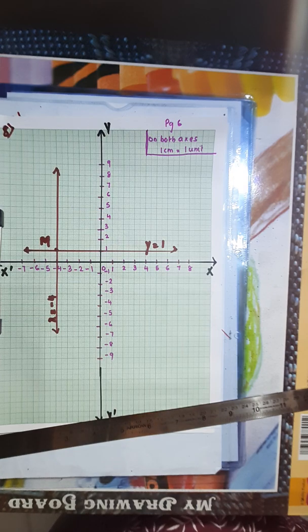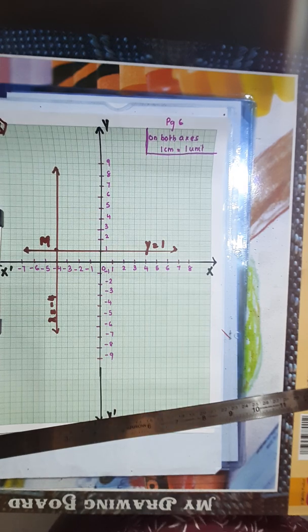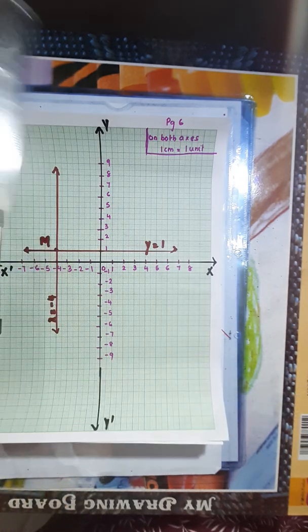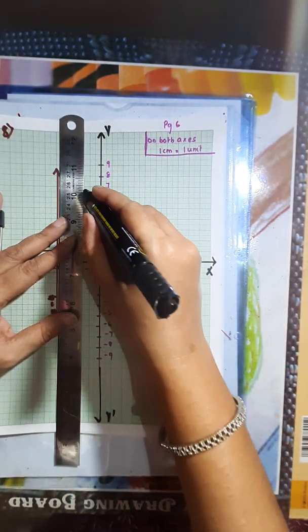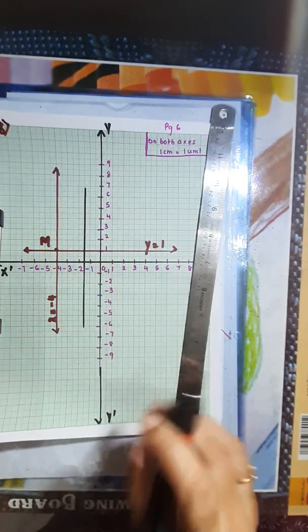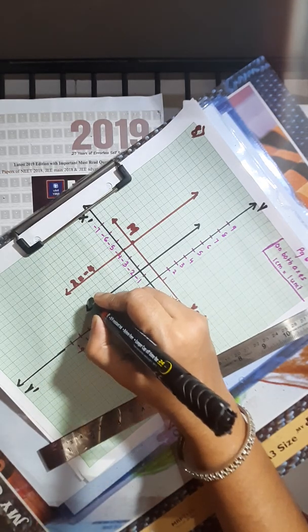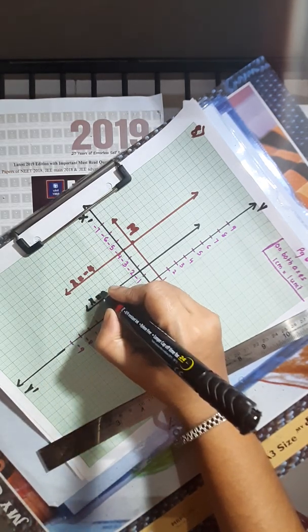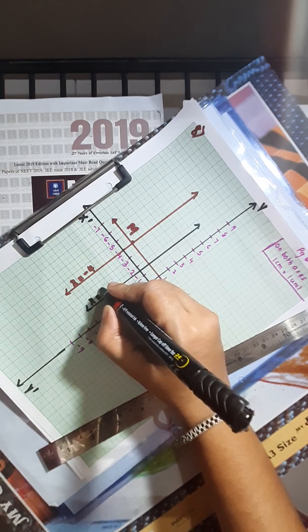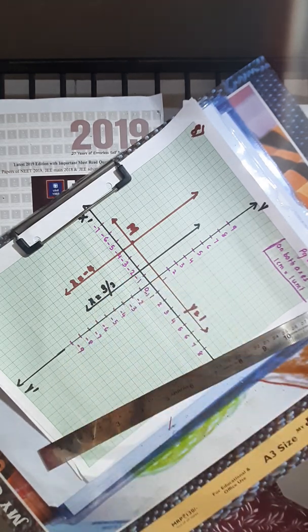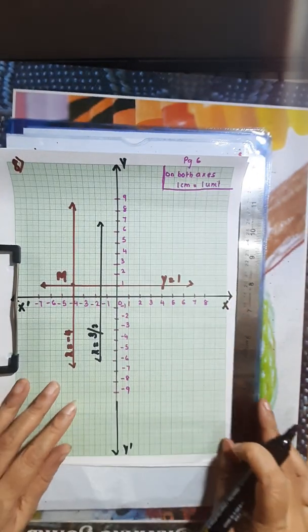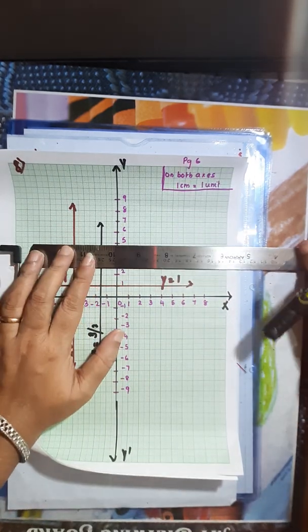Let's do the graph. Now I'm doing it with the black pen, right? The next two lines. What is the first one? X is equal to minus 1.5. X is equal to minus 1.5 means it cuts the x-axis and it is parallel to the y-axis. So I can write 3 upon 2, I can write minus 1.5. It doesn't matter. And the next one is y is equal to 5. So it cuts the y-axis.